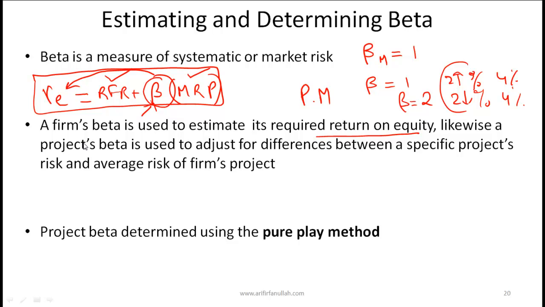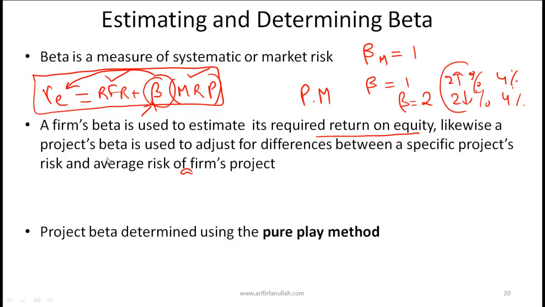Likewise, a project's beta is used to adjust for differences between a specific project's risk and the average risk of a firm's project. So the point here being that if a given project within a company has higher risk, then we adjust the beta and come up with a higher required return for that particular project.